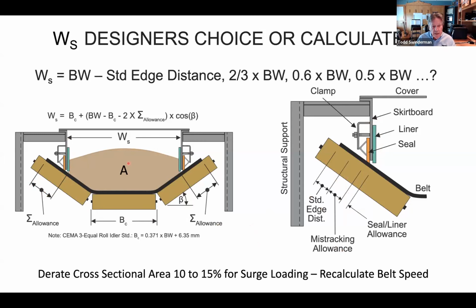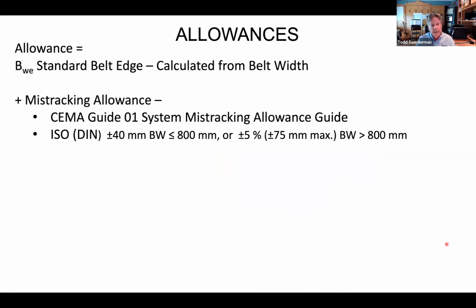CEMA recommends calculating the standard area and then reducing it by 10 to 15%, and that's for surge loading under normal operations. That's one of the ways you can help reduce the wear on your wear liners if it's just handling a surge load against the sides of your skirt boards. So we can calculate the standard belt edge from that formula. Like I said, with a 36-inch belt, it's about 2 7/8.